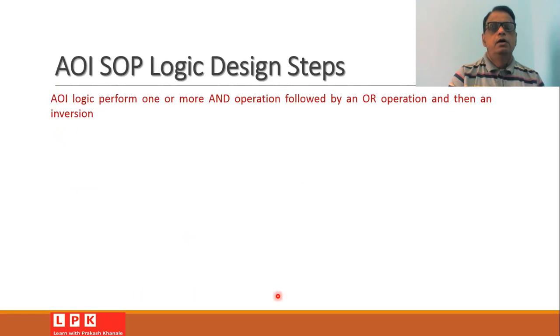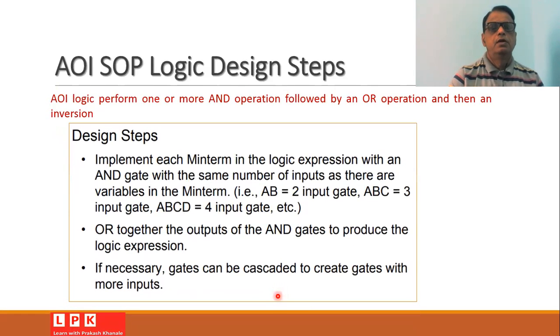Whenever we want to construct an AOI logic circuit, we need to follow certain steps, called the design steps. Suppose you have been given an SOP expression. We know that the SOP expression consists of minterms, and therefore we can implement each minterm in the logic expression with an AND gate with the same number of inputs as the number of variables in the minterm.